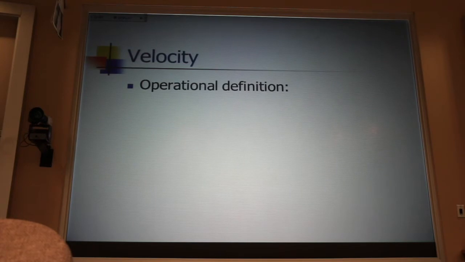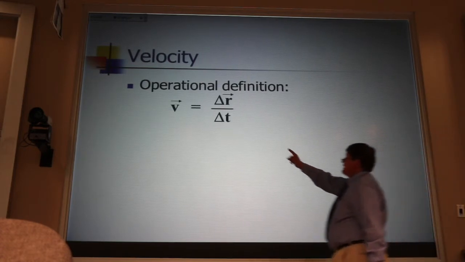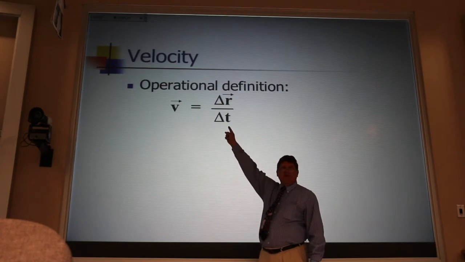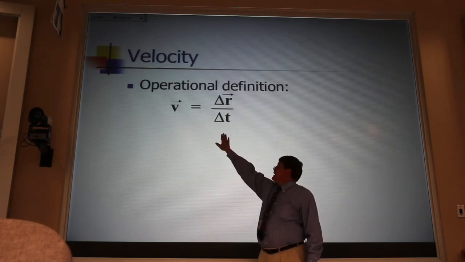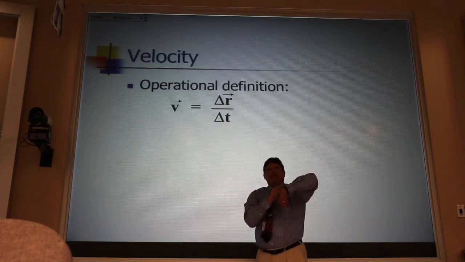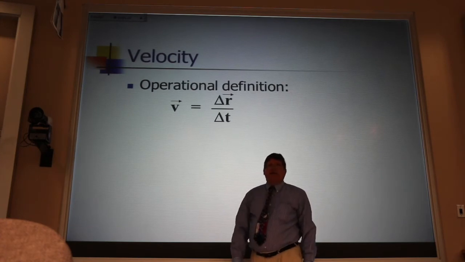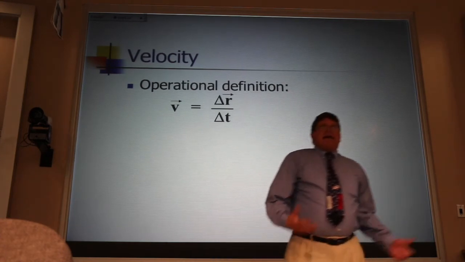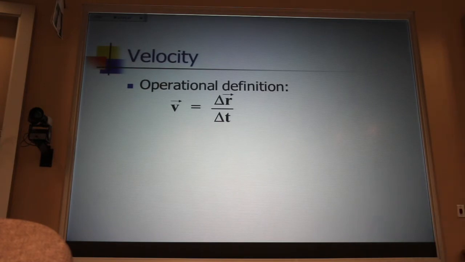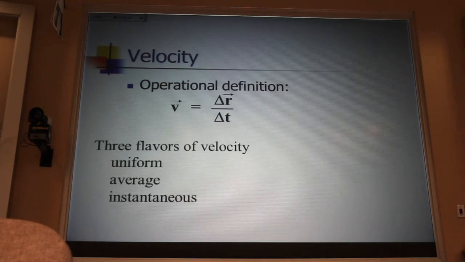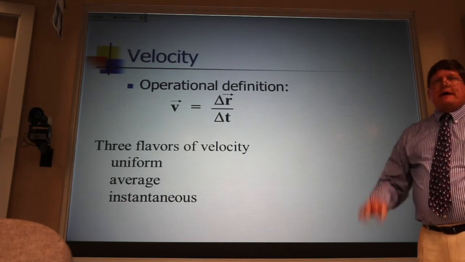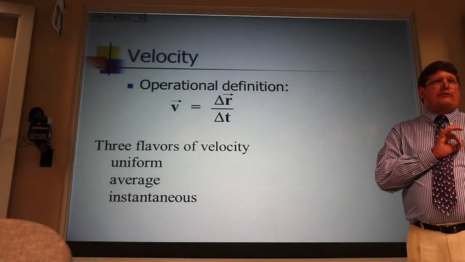The operational definition of velocity is very simple once we've operationally defined displacement. All we have to do is take our operational definition of displacement, delta r, and divide it by how many seconds on our Mickey it took to make that displacement. Now it turns out that we have three flavors of velocity: uniform, average, and instantaneous. And I hope today to be able to talk about all three of those flavors.